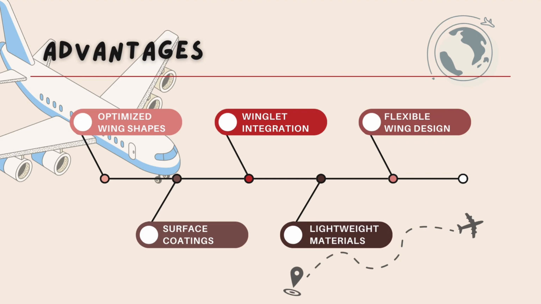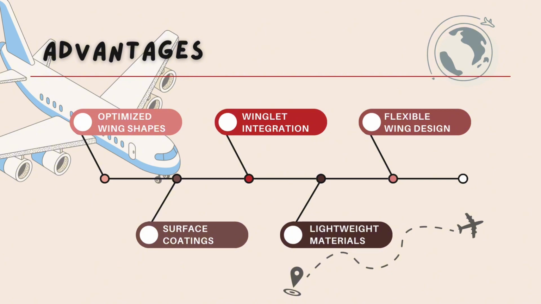First, optimize wing shape. Advanced tools and simulation enable the identification and implementation of wing shapes that minimize drag and maximize lift. This improves aerodynamic efficiency, leads to reduced fuel consumption, and enhances overall aircraft performance. Number 2, surface coating. Innovative surface coatings such as laminar flow technology maintain smooth airflow over the wing surface, reduce surface friction, and minimize drag, leading to increased fuel efficiency and improved aerodynamic performance.